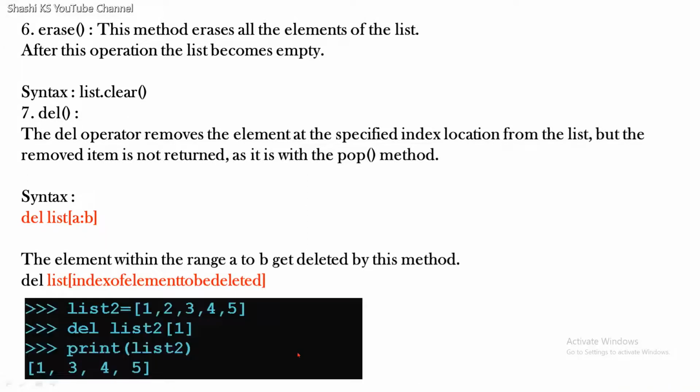Say for example, here I have a list called list2 which contains 5 elements 1, 2, 3, 4 and 5, and then I say del list2 and then within square brackets I specify 1, which means 1 is the index of the element I want to delete. So 0, 1. At the index 1 I have the element 2. So the element 2 gets deleted, and when I print list2, it contains only 1, 3, 4 and 5.